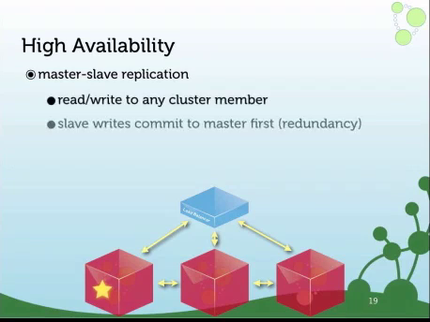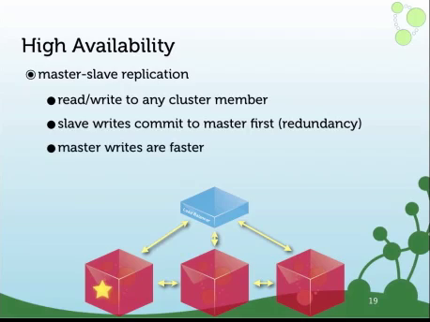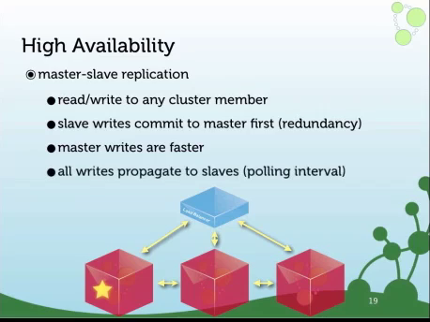In master-slave replication with Neo4j, you can read and write to any member of the cluster, but there's a little bit of different behavior when you're writing to a slave than to the master. When you're writing to a slave, the slave actually passes that transaction on to the master first. The master commits that, and then the slave commits it. What's nice about that is you get redundancy, but of course it's a little bit slower because you're doing 2 writes to actually get a transaction completed. Or you can direct writes directly to the master, and of course that will be faster, and you then have to rely on the slaves propagating out those changes over time as they are pulling changes from the master.